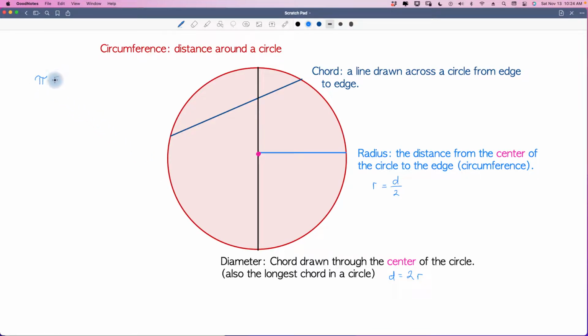Pi actually stands for 3.141592654, and it goes on and on and on. It is a non-terminating, which means it doesn't end, non-repeating decimal. So that makes it, by definition, an irrational number.